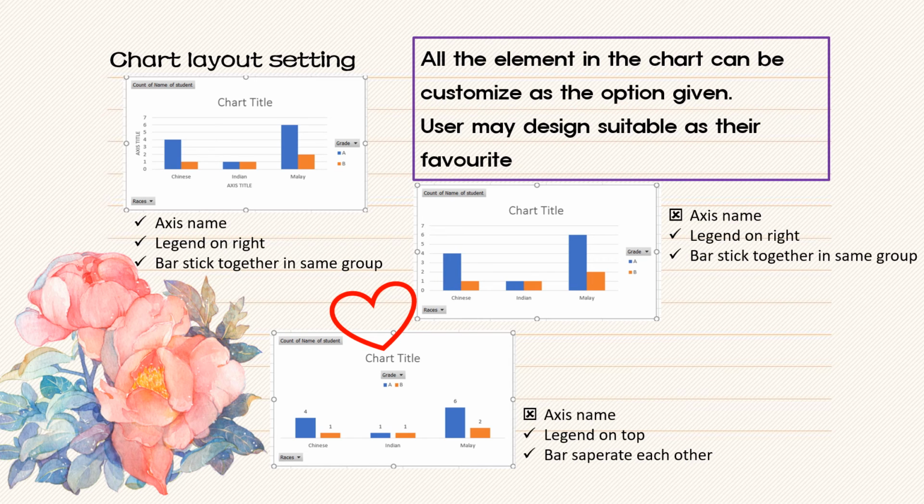chart. The bars, if you can see, are separated from each other, which is group A and group B are separated, even though they are in the same groups. You may customize what you want. Let's see what features more.